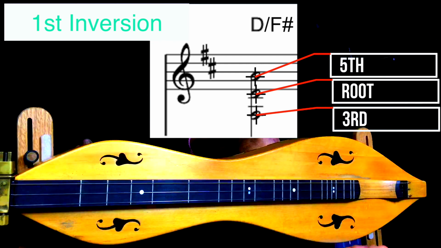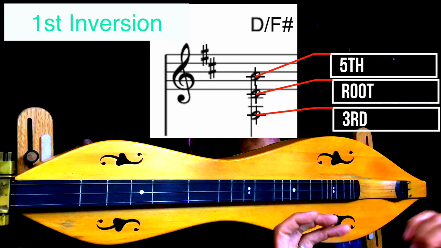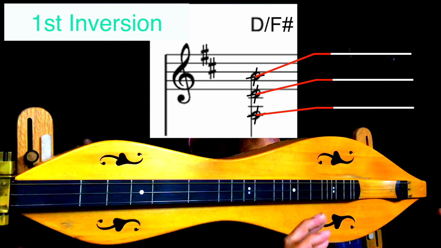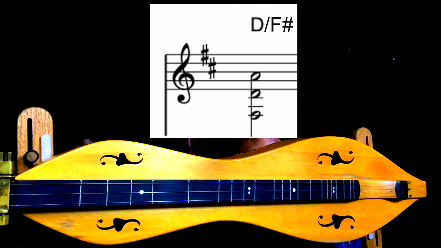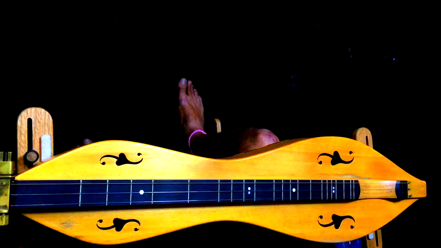And the one thing you'll notice here is that instead of having a nice tight pattern of chords all touching each other, we now have 2 big gaps in between the 3rd on the bottom and the root in the middle, and then root in the middle and 5th on the top. There's spaces there. It's not as tight. I like to think about this in terms of a sweater.